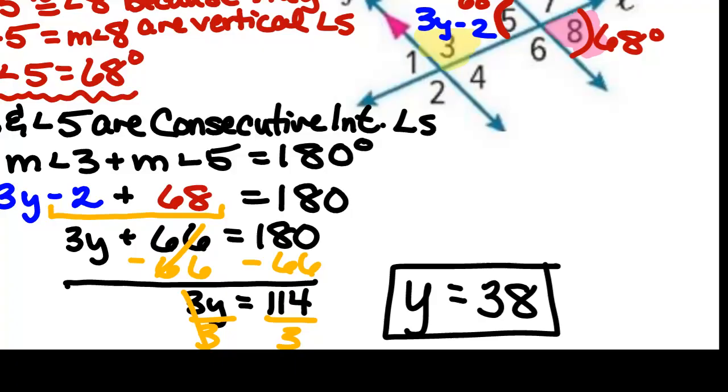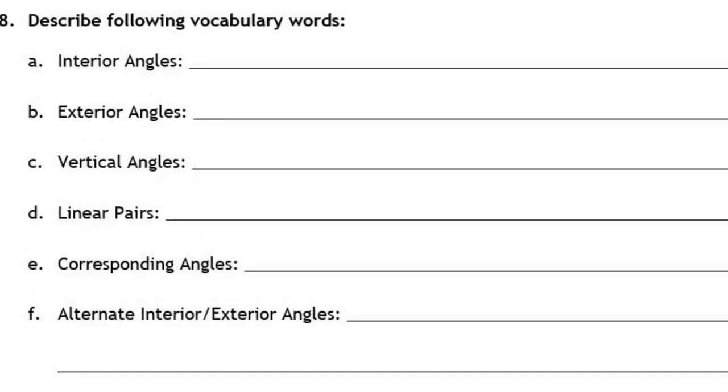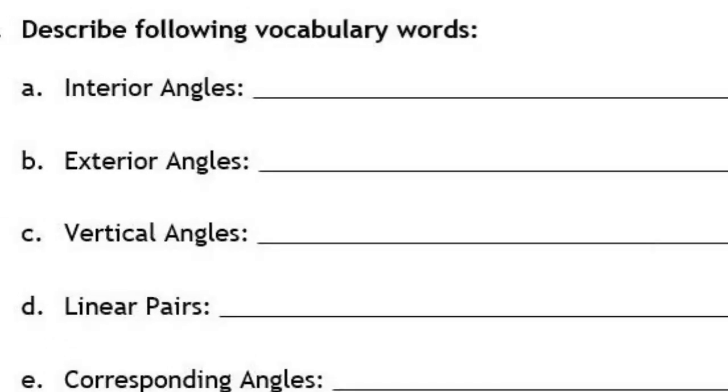Flip this over to page 5. Describe the following vocabulary words. So we're going to rehash this again so that we can find these relationships.